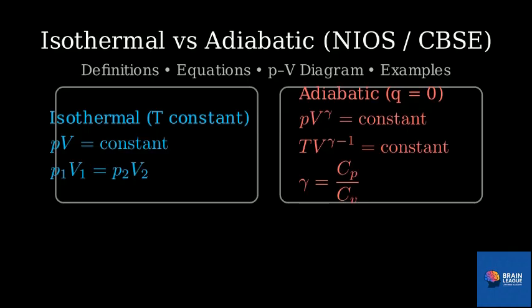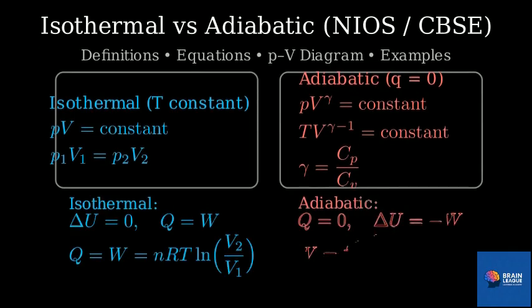Now, the energy bookkeeping. For isothermal processes of an ideal gas, internal energy does not change because it depends only on temperature. So delta U equals 0, and the heat absorbed equals the work done by the gas. Q equals W equals nRT times the natural log of V2 over V1.